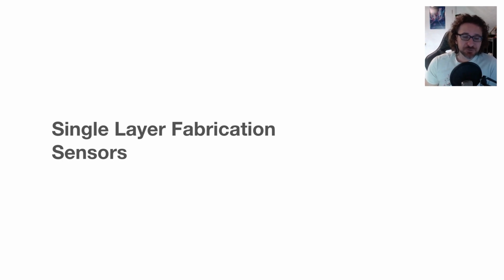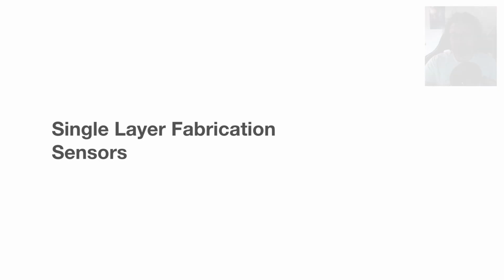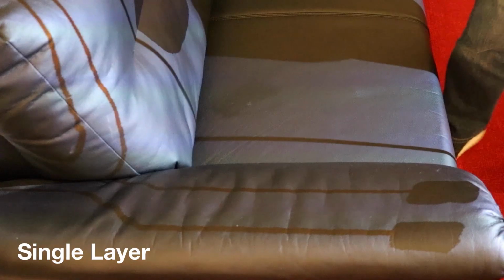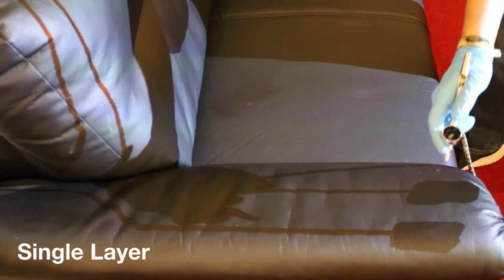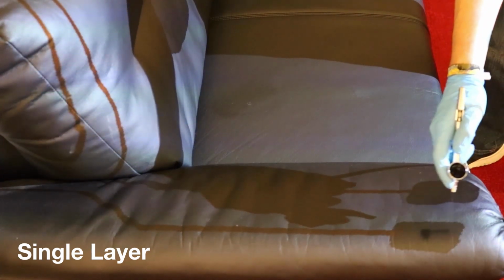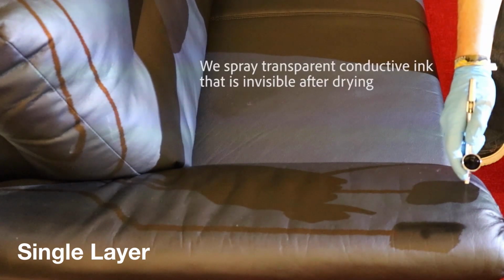Wonderful. So let's first focus on how the single layer fabrication actually looks and how we can fabricate sensors with this approach. So here you can see how this can look. We spray here on a soft and curved leather sofa. We have here a set of projected stencils, and we use the airbrush to spray a transparent conductive ink directly on the surface of the sofa.